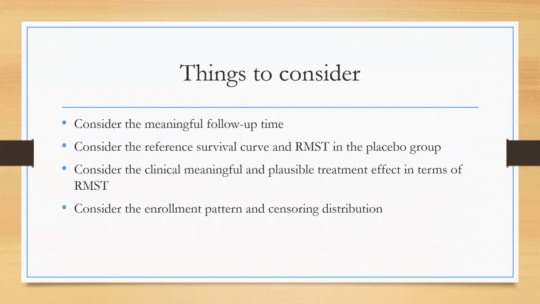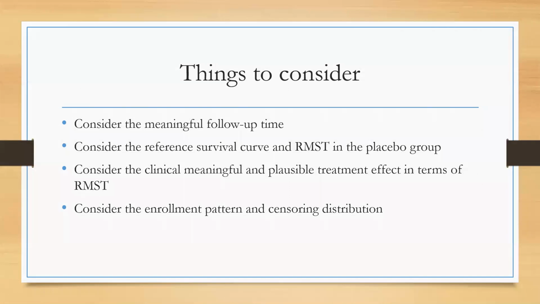If your study only allows you to estimate RMST up to year one, that study might not be very interesting, even if the result is positive, because people don't know what happens after year one. And also you want to consider the reference survival curve and the corresponding RMST in the placebo group, in the standard care arm. So you need to know the entire survival curve rather than just the event rate. You might assume, like, an exponential distribution, or get that information from historical control, but you have to know the entire survival curve in order to design the trial.